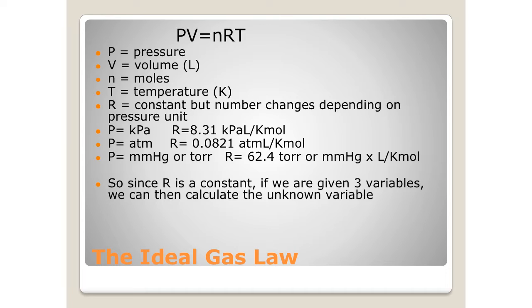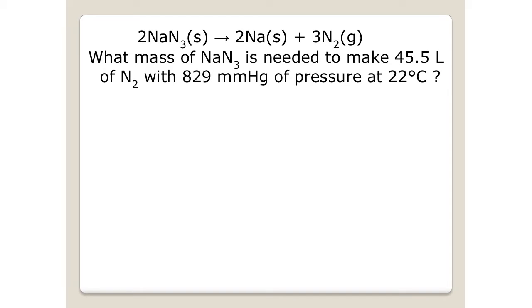So thinking back to the PERVNERT, just a review, this is what all your variables stand for. And again, remember, we really need to pay attention to the pressure because our R constant depends on what our unit of pressure is. So if we look at our problem, again, we're given a bunch of stuff about nitrogen. So the first thing we're going to have to do is use the ideal gas law to figure out how many moles of nitrogen we have, because then we can go back and do stoichiometry using that.